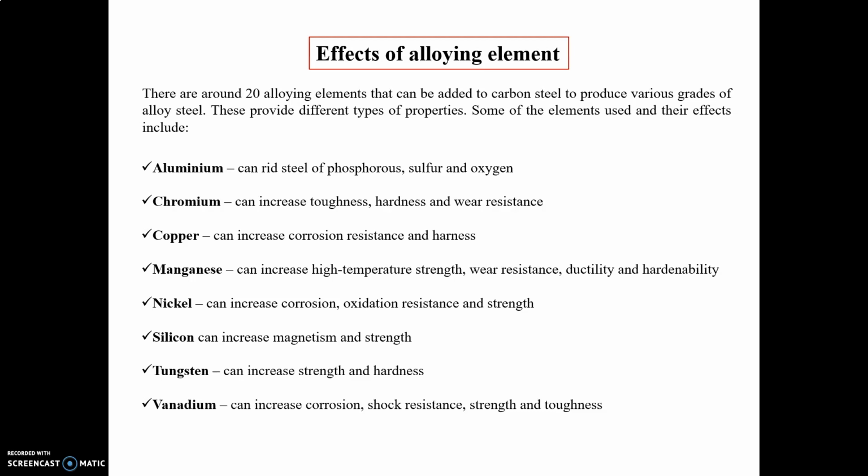Number 1, aluminum. Aluminum content can rid steel of phosphorus, sulfur, and oxygen. Chromium can increase toughness, hardness, and wear resistance. Copper can increase corrosion resistance and hardness. Manganese can increase high temperature strength, wear strength, ductility, and hardenability. Nickel can increase corrosion and oxidation resistance, and strength. Silicon can increase magnetism and strength. Tungsten can increase strength and hardness. Vanadium can increase corrosion and shock resistance, strength, and toughness.